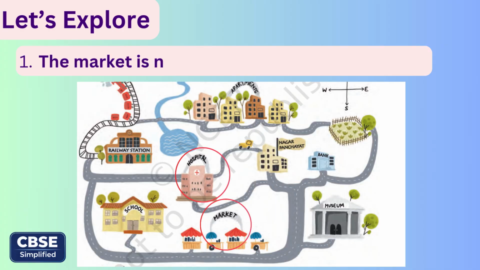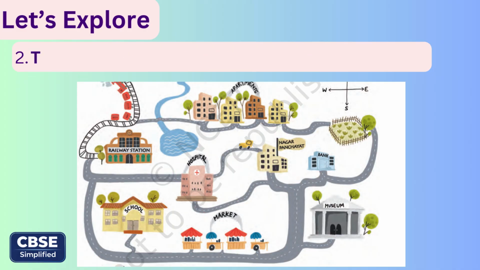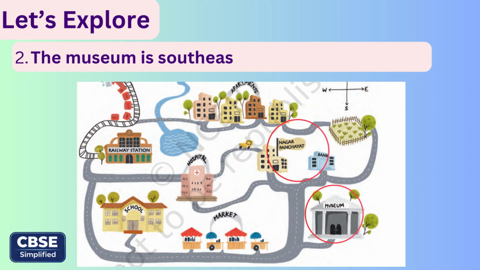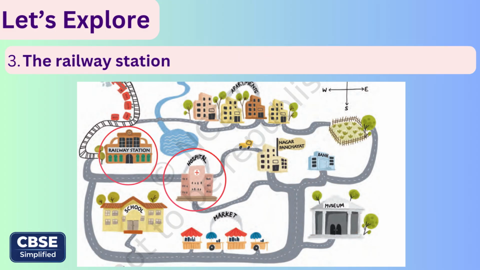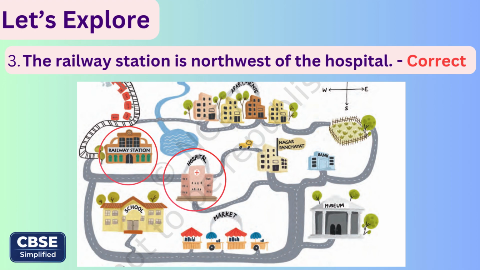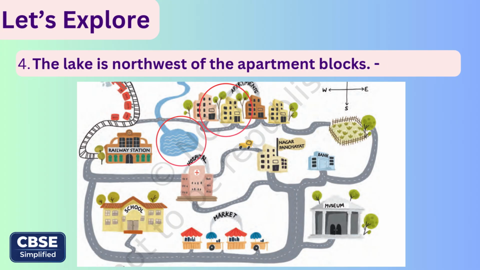1. The market is north of the hospital. This statement is incorrect, as the market is towards the south of the hospital. 2. The museum is southeast of the bank. This statement is correct. We can see in the image that the museum is southeast of the bank. 3. The railway station is northwest of the hospital. This statement is correct, as the railway station is northwest of the hospital. 4. The lake is northwest of the apartment blocks. This statement is incorrect, as the lake is southwest of the apartment.